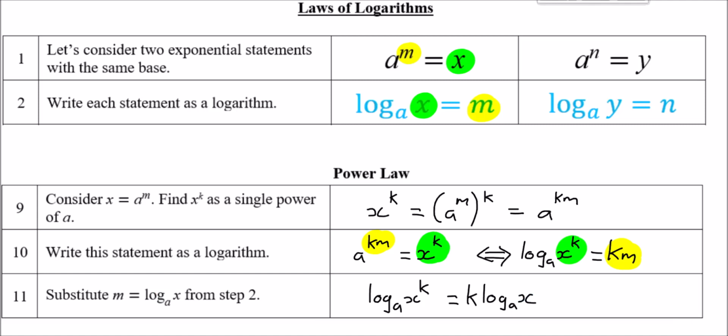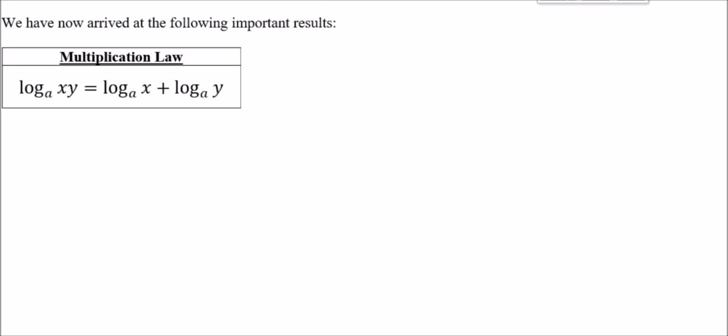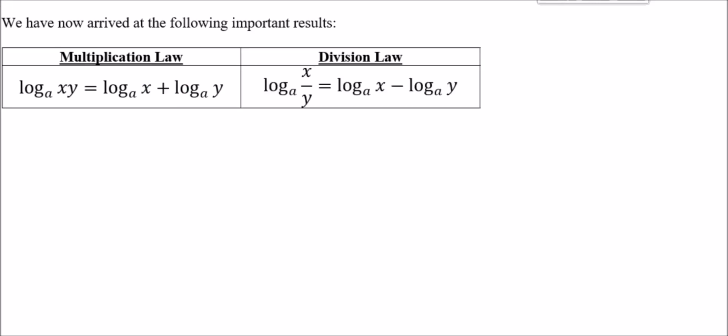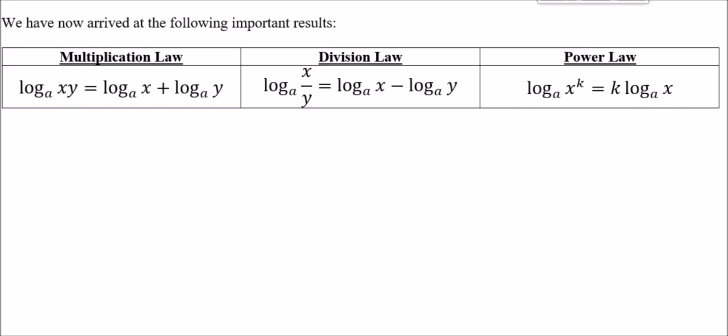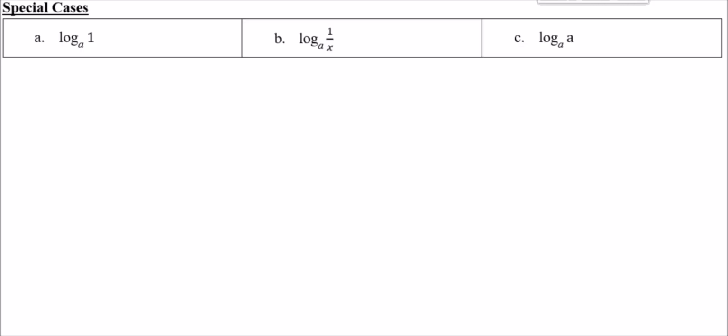So let's summarize these results. So we've got the following important results. Step by step, the first one we arrived at is a multiplication law. Log base a of xy is log base a of x plus log base a of y. The division law, log base a of x over y is log base a of x minus log base a of y. And the power law, log base a of x to the power k is k multiplied by log base a of x. So let's just think about a few special cases before we move on.